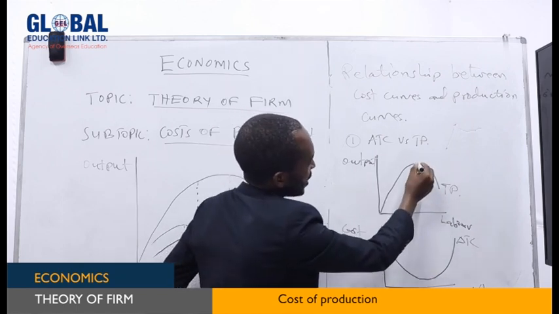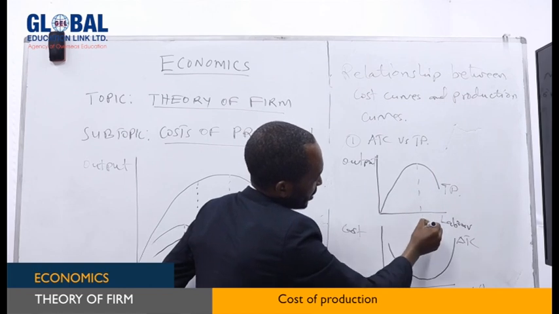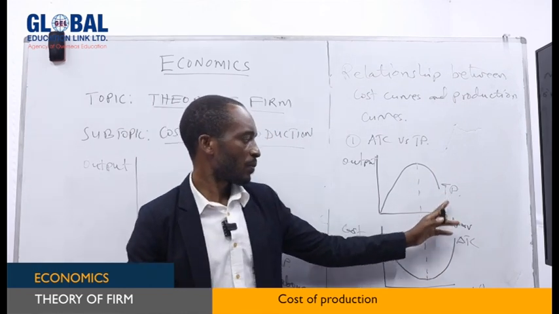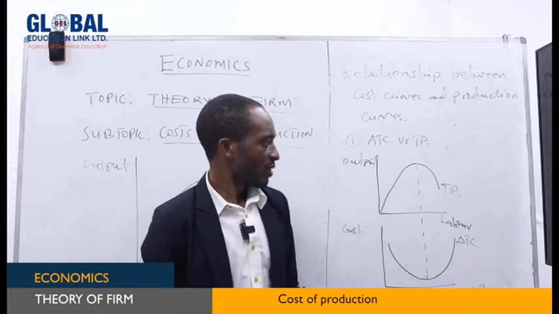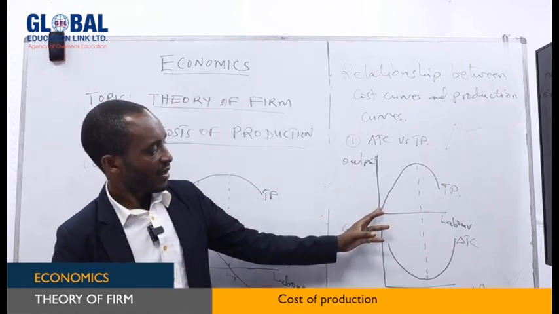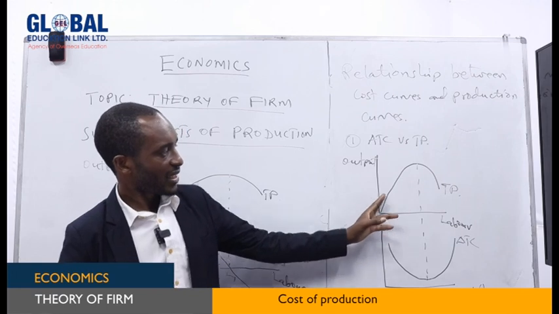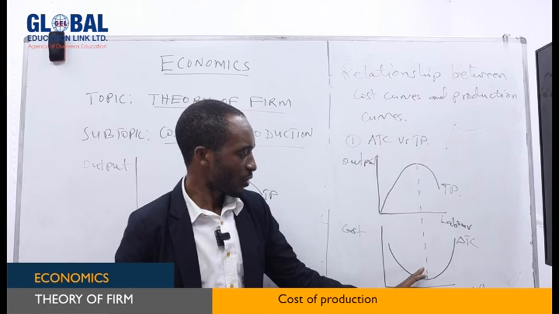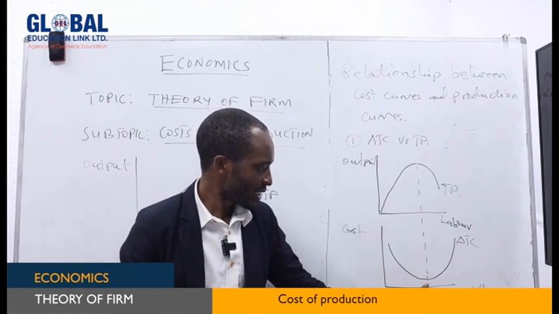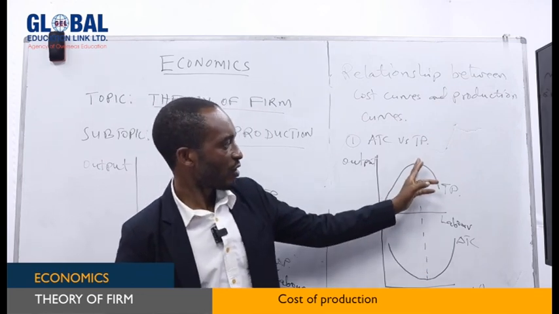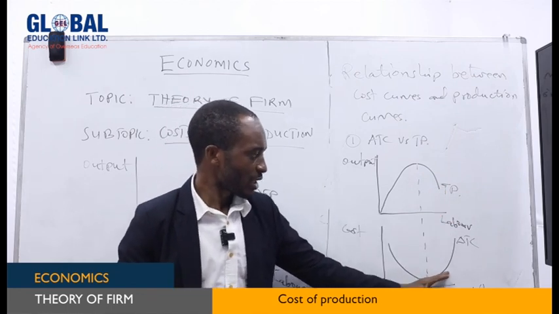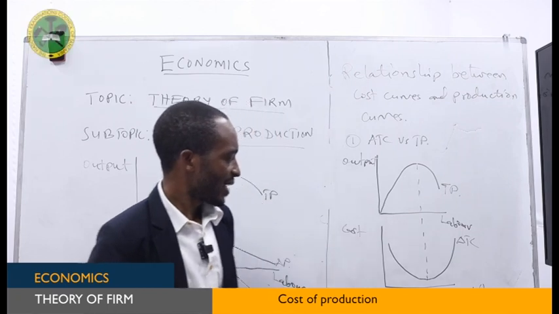So this is the relationship between the total product and the average total cost. When the total product increases, cost declines. When total product reaches maximum, the average total cost reaches minimum. When total product starts to decline, the average total cost starts to increase.